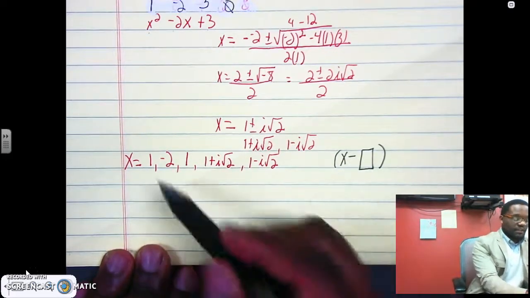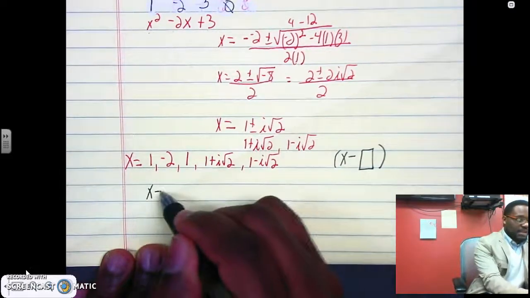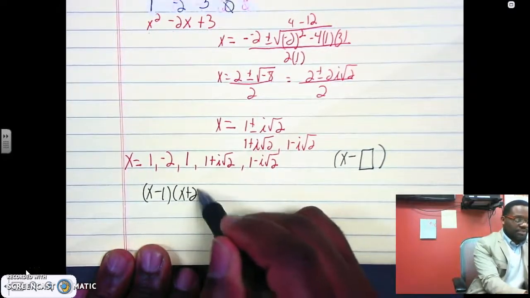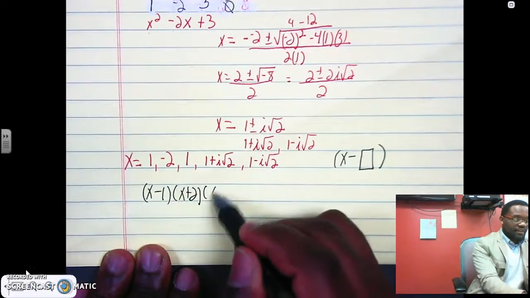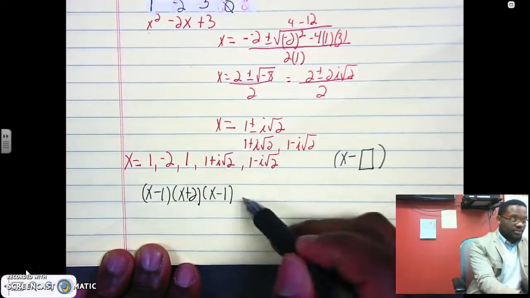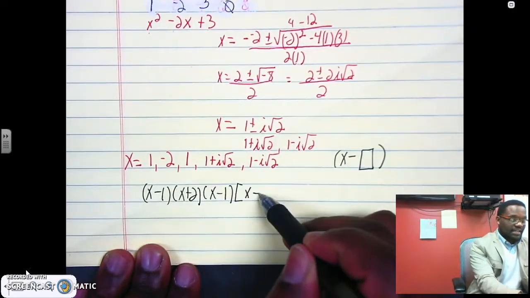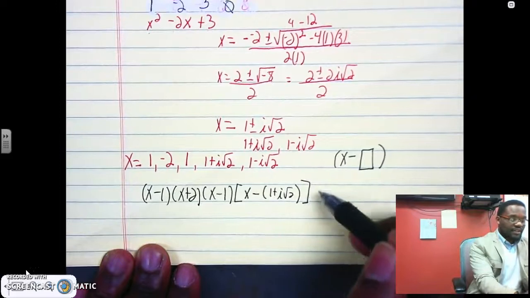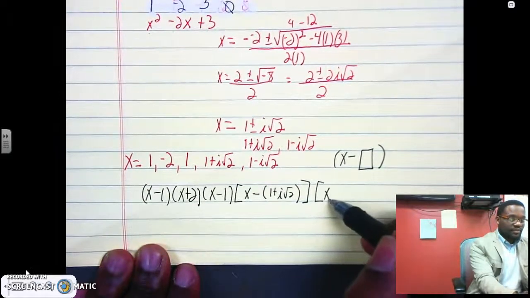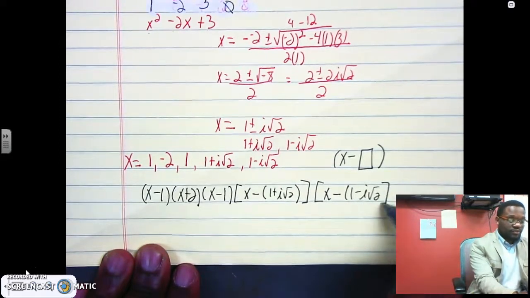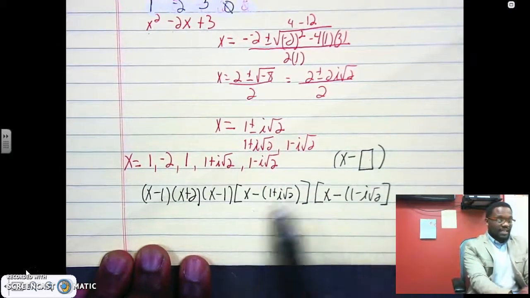So for example, if I put 1 into that, I would have x minus 1. If I put -2 into that, I would have x plus 2, because minus a negative becomes a positive. Then I would have x minus 1 again with that. Now here's where it gets a little weird, because this whole thing is a 0. So it will be x minus, in parentheses, 1 plus i radical 2. And then x minus, in parentheses, 1 minus i radical 2. And so both of those went into that blank, and that's where you got those.